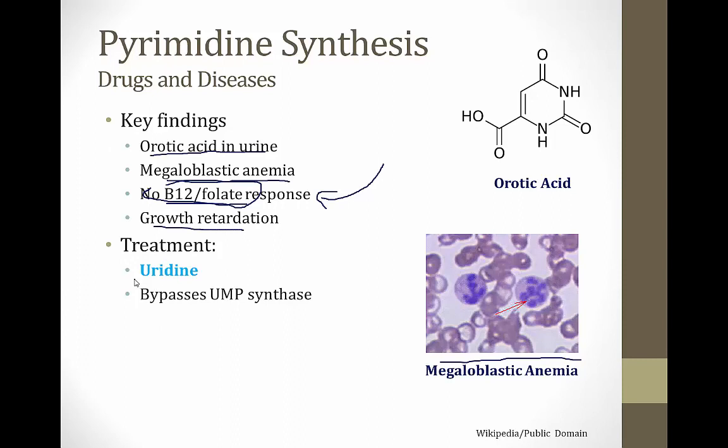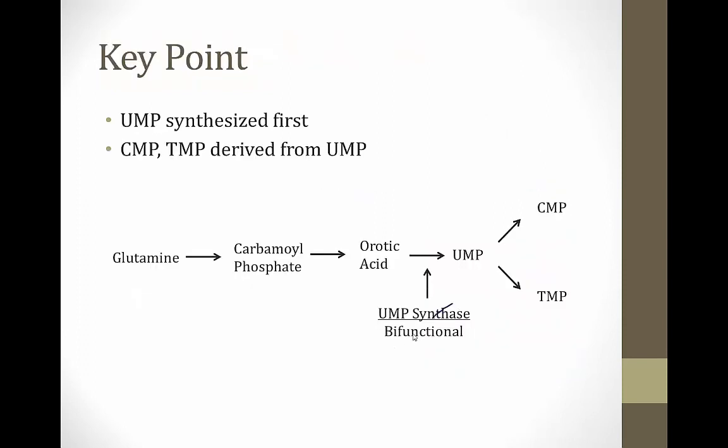The treatment is to administer uridine to the child, which will bypass the uridine monophosphate synthase enzyme. If we go back to our overview again, this enzyme is dysfunctional in orotic aciduria, but if you give uridine, that can be converted into uridine monophosphate, bypassing the enzyme, and from the uridine monophosphate, you can make the other pyrimidines.